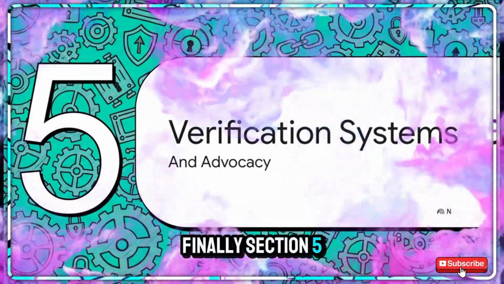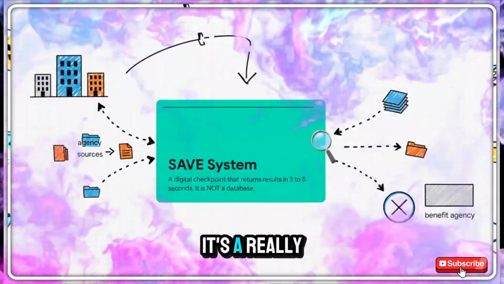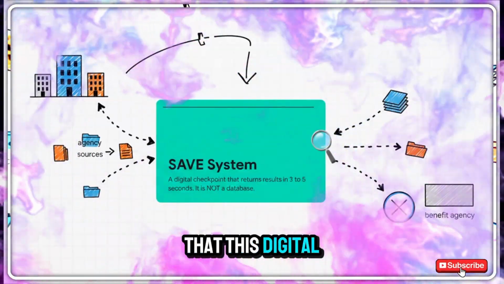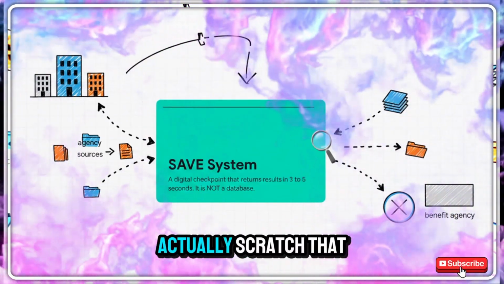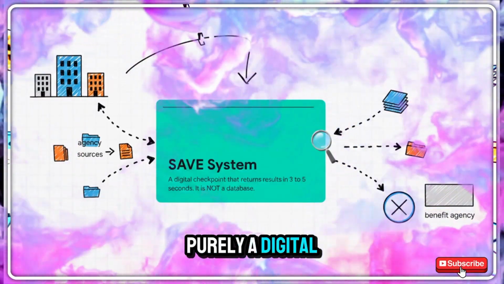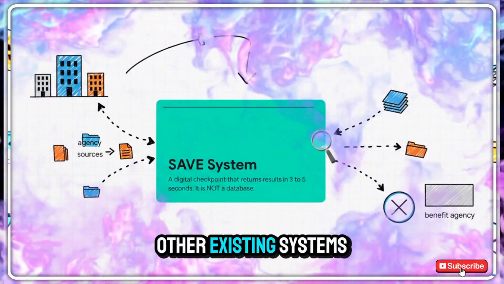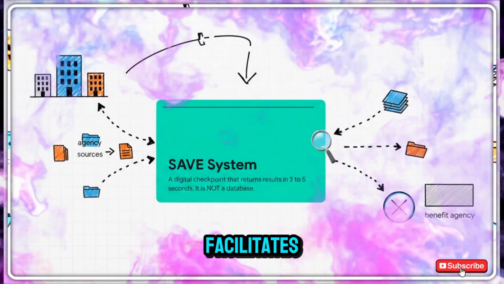Finally, Section 5, Verification and Advocacy Systems. It's a really common misconception that this digital verification checkpoint holds your personal records. Actually, scratch that. It doesn't hold them at all. As we can see, it is purely a digital gateway that pings other existing systems. It's essentially an analytical engine that facilitates data flow.